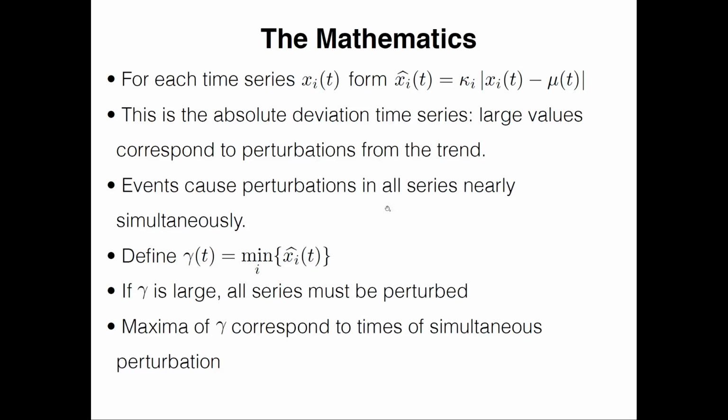Events cause perturbations in all series nearly simultaneously, so we're going to define gamma to be the minimum of all these deviations. If gamma is large, all series must be perturbed. Okay, and so maxima of gamma correspond to times of simultaneous perturbation. So it's the same concept, done at every time. Here's just the mathematical description of it.